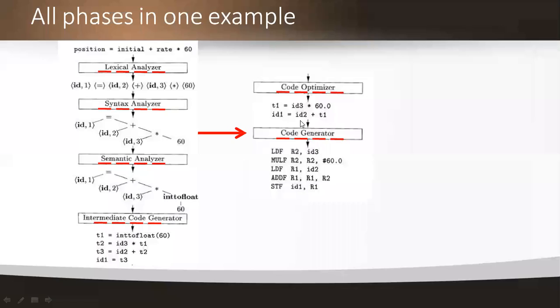Now going to line 2, ID2 plus T1. I want to load this ID2 into some other register like R1. Now R1 consists of ID2. Now I am performing an addition operation between ID2 plus T1. T1 means ID3 into 60, here T1 means R2. So adding R1 comma R2, and the result is stored in R1. Now finally I want to store the overall result in ID1. So STF, ID1 comma R1, because R1 consists of ID2 plus ID3 into 60.0. So finally the result is stored in ID1.